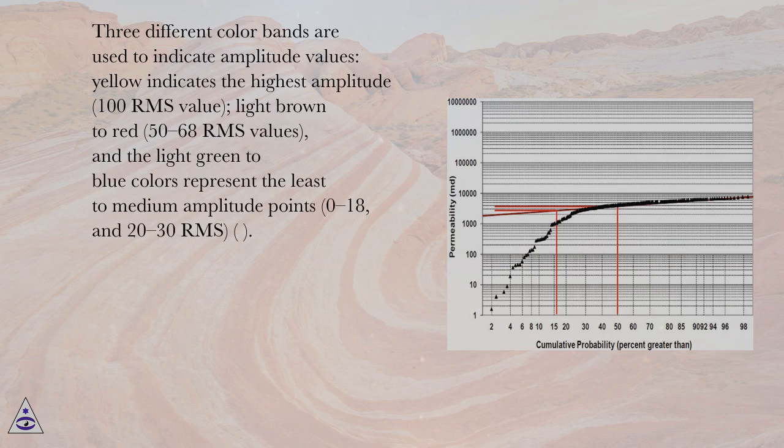3 different color bands are used to indicate amplitude values. Yellow indicates the highest amplitude, 100 RMS value; light brown to red, 50 to 68 RMS values; and the light green to blue colors represent the least to medium amplitude points, 0 to 18, and 20 to 30 RMS.